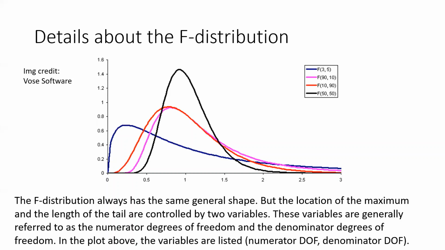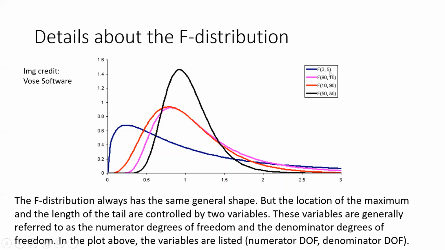Okay, now let's think about that F distribution. It always has the same general shape. It comes to a maximum quickly and then slowly decays as the x-axis gets bigger. But the location of the maximum and the length of the tail are going to be controlled by different variables. These variables are referred to as the degrees of freedom for the numerator and the degrees of freedom for the denominator.